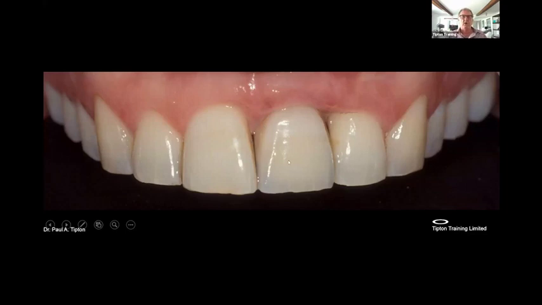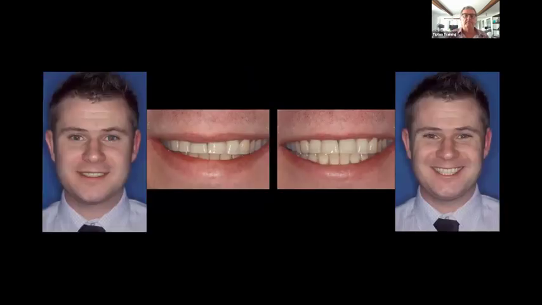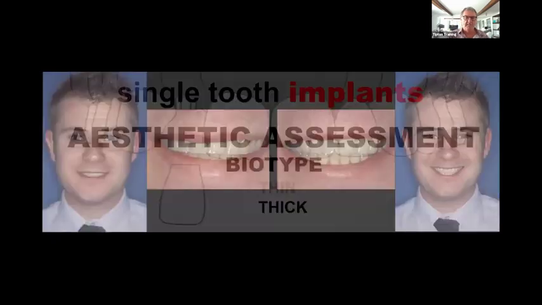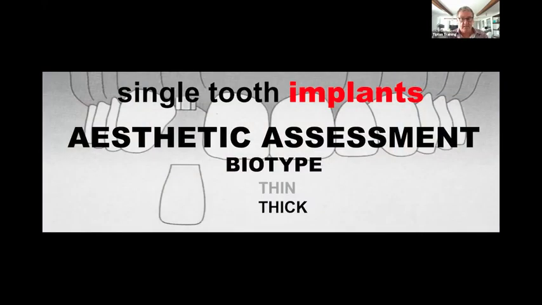And by doing that, we try to give the illusion of a triangular tooth. Does it work? Yes, it works very well. Again, fortunately, he's got a low lip line. Well, this is one of the problems we're going to have with biotypes. Much better to go and work on a thick biotype, as in this scenario.